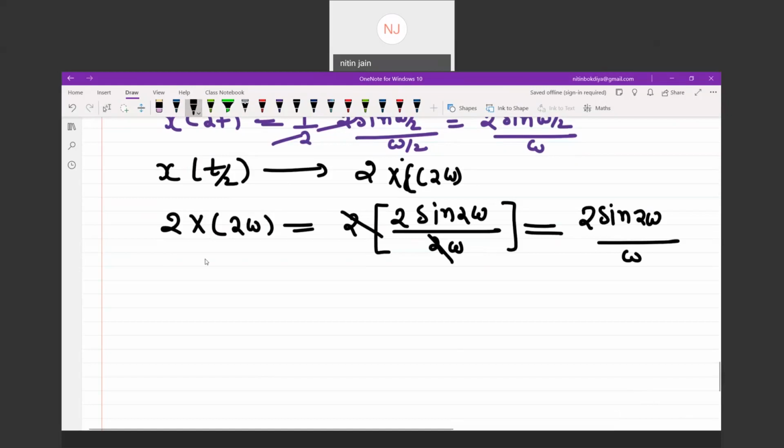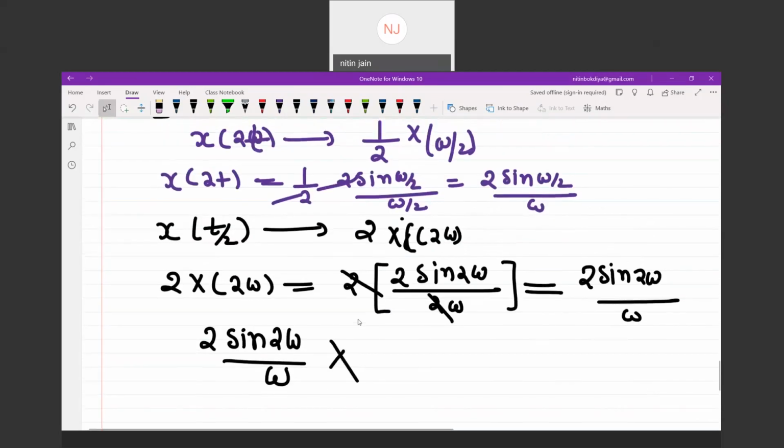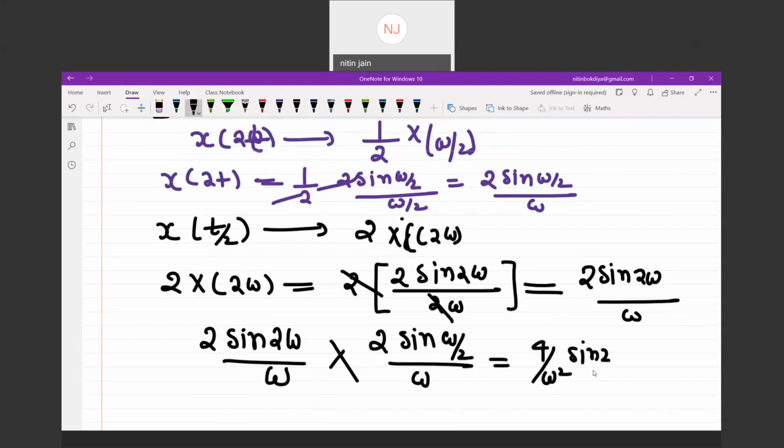So convolution is 2 sine of 2 omega divided by omega. This is multiplied by what? Sine of omega by 2 divided by omega. So what is the answer? It is 4 by omega square sine 2 omega into sine of omega by 2. This is the answer.